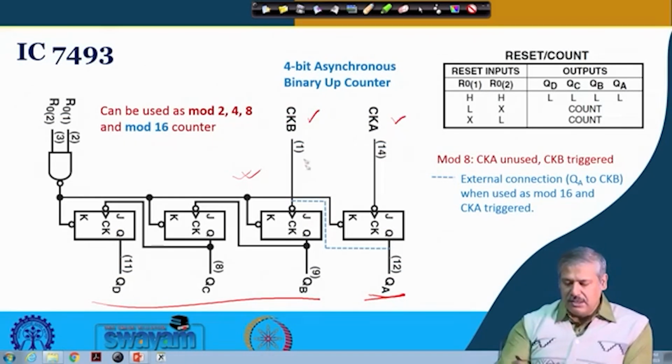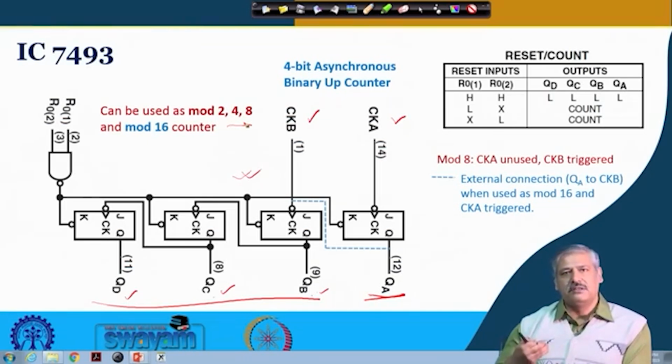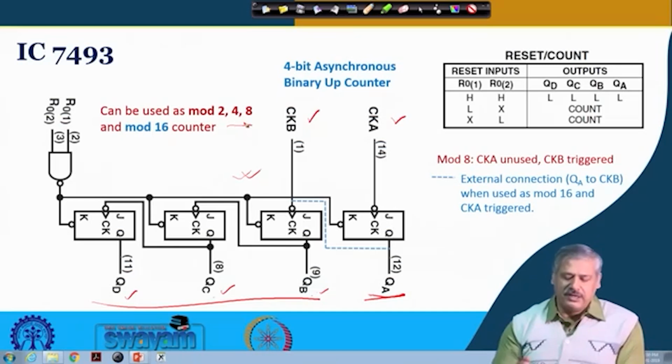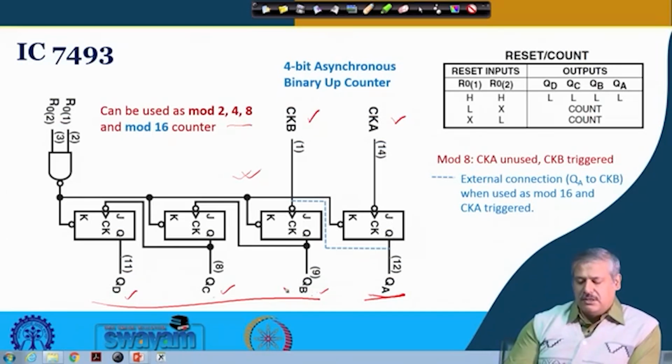Now, if you look just at QB and QC, then these are mod 2 and mod 4. You have seen that before, that it is divided by 2 over here, divided by 4 over here and divided by 8 over here. But as a whole, 3 flip flops are there, 8 unique states, in increasing order. So, it is a mod 8 up counter if you take it as a whole.